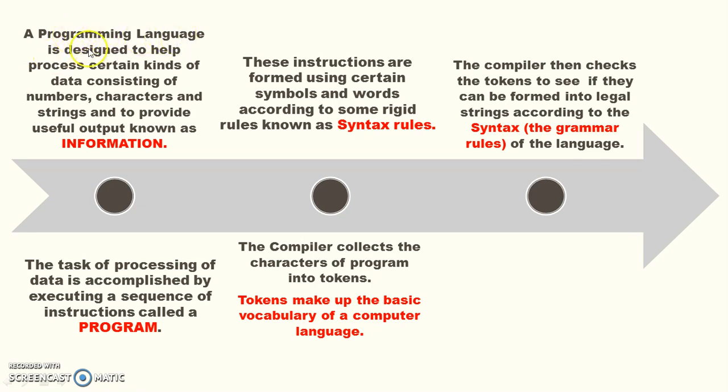So before starting the character set, let's have a quick revision about the programming language. As we know, a programming language is designed to help us process certain kinds of data consisting of numbers, characters and strings, and to provide a useful output known as information. The task of processing data is accomplished by executing a sequence of instructions that is known as a program. These instructions are formed using certain symbols and words according to some rigid rules known as the syntax rules. The compiler collects the characters of a program into tokens, and these tokens make up the basic vocabulary of a computer language. The compiler then checks the tokens to see if they can be formed into a legal string according to the syntax or not. So this is the overview of any programming language.